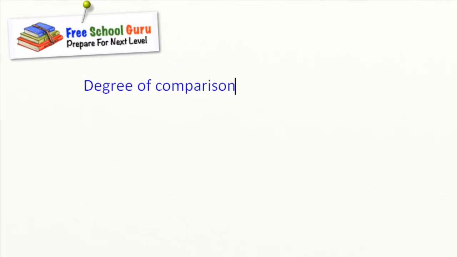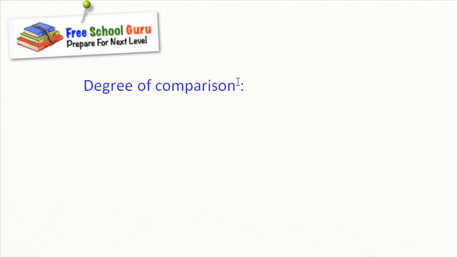Today we are going to talk about degrees of comparison. Degrees of comparison is generally used to compare different forms of adjectives. So the usage of adjectives in a statement to compare two or more than two things, we have to understand what are those different types of degrees. So to start with, let's understand what are those types of degrees.